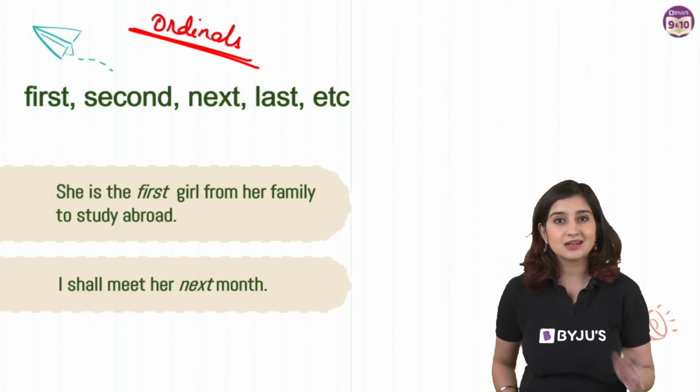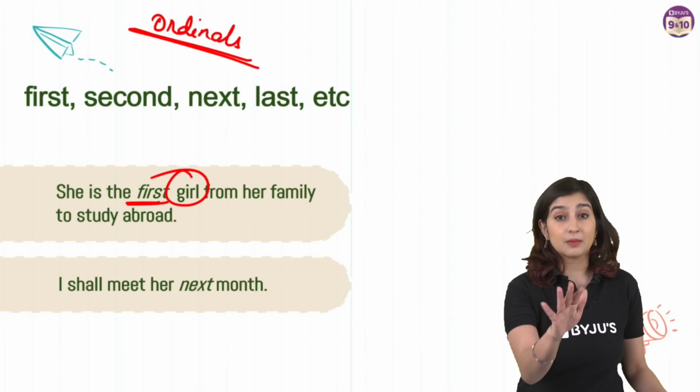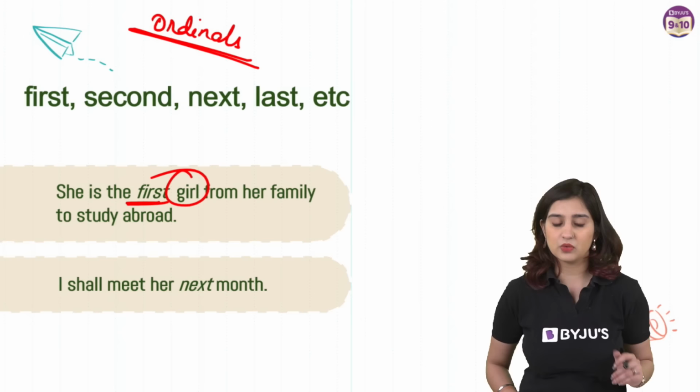So first over here, before the noun girl, is telling us her position or her rank or her number, that she is the first one. I shall meet her next month. Okay, next. Not this month, next month. All right.